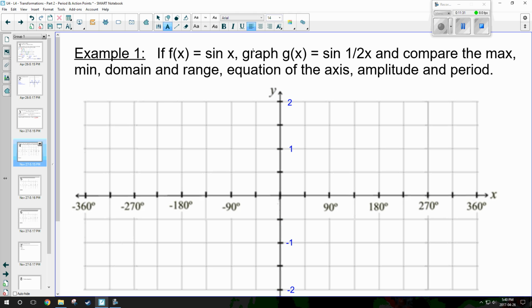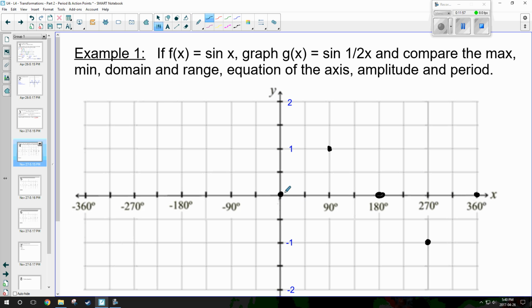And remember our regular sine x graph, it starts at the axis of the curve and hits its action points every 90. So at 90, goes up to the maximum. At 180, it's back at the axis. 270, it's down at its minimum. Then it's back up to the axis at 360. There we go.